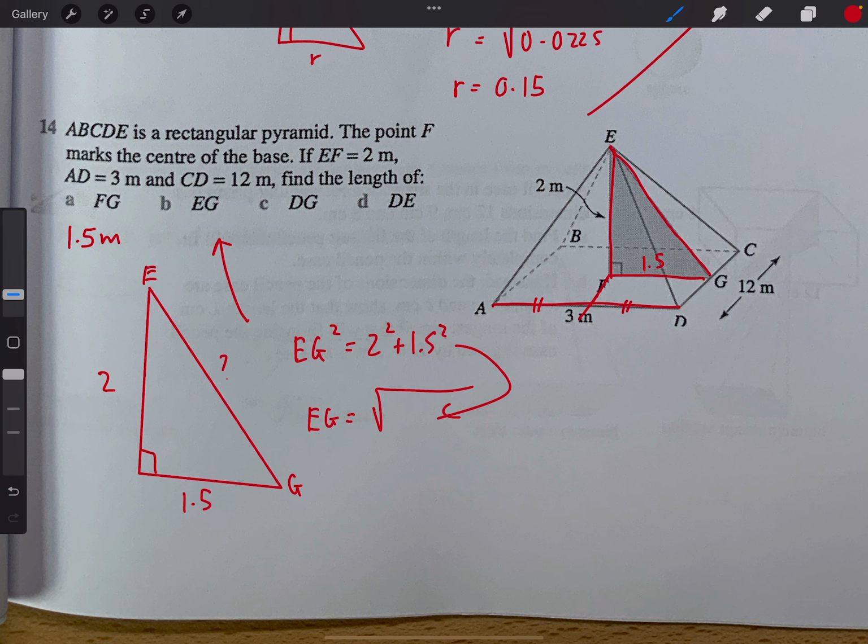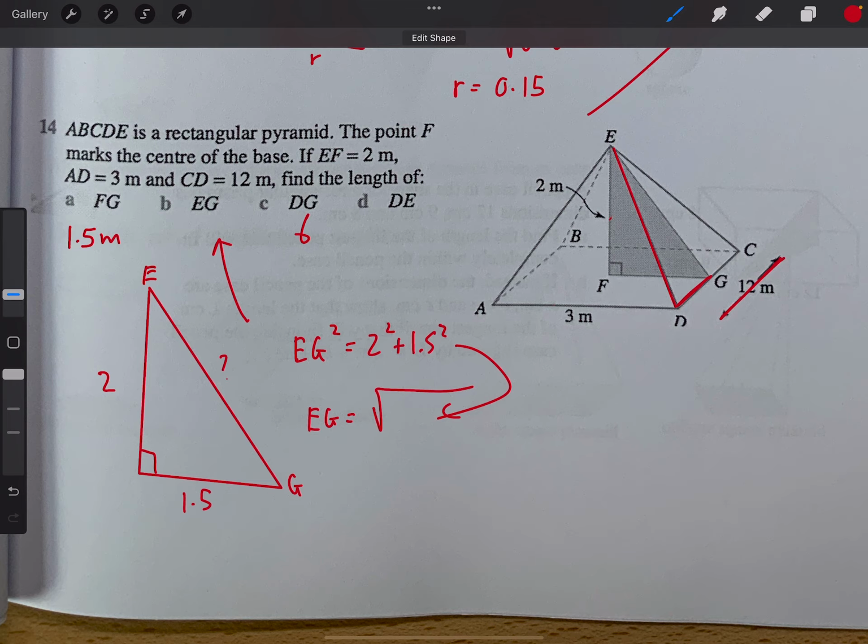DG is, let me rub this out. This is getting a bit messy here. DG. So what's this length here? Well, this length is half of 12. Okay, so that will equal 6. And DE. Where's this length here?